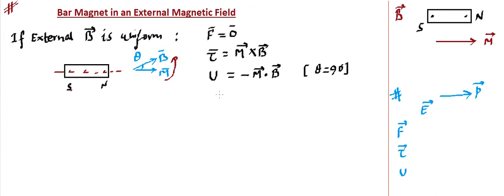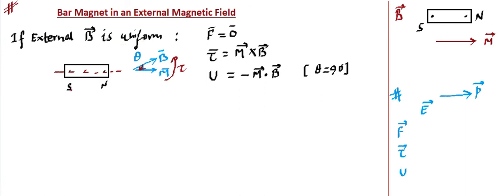Then you can identify which one is a stable position and which one is a non-stable or unstable position, and you know this is a restoring torque. That means if you have disturbed this by an angle theta from the magnetic field, the torque acts in this direction, so it tries to reorient or restore the bar magnet in the direction of the magnetic field. Fine. So that's for a uniform field.